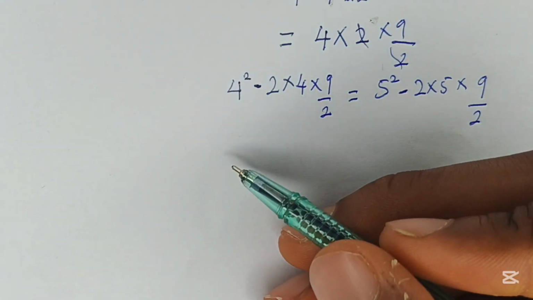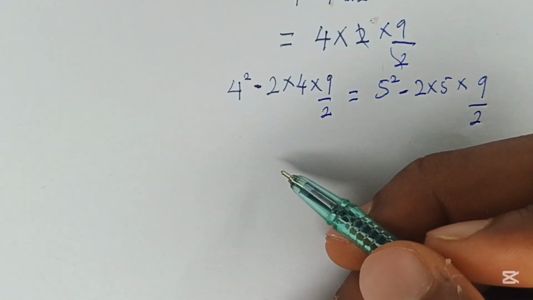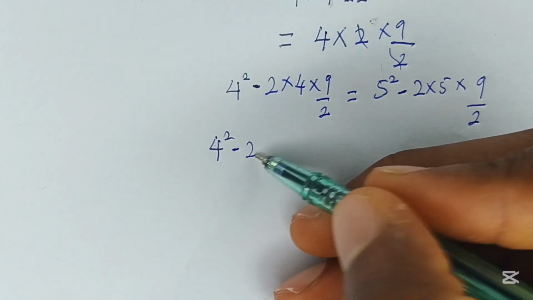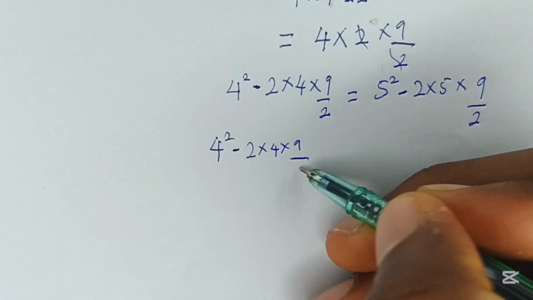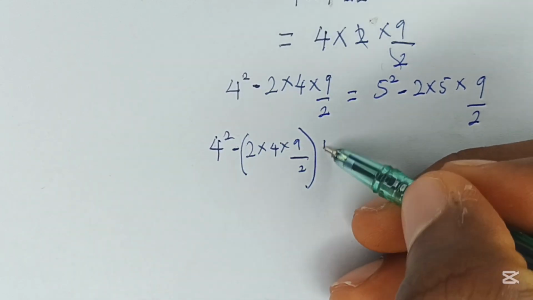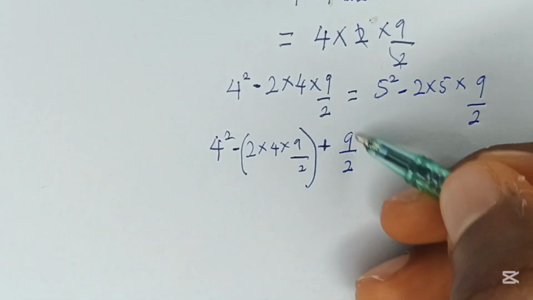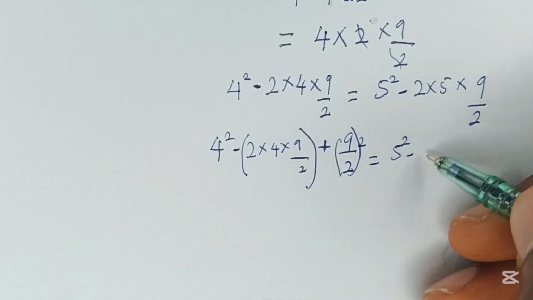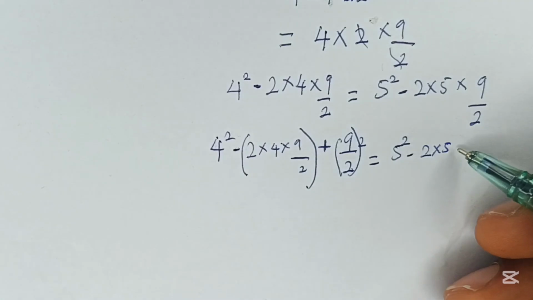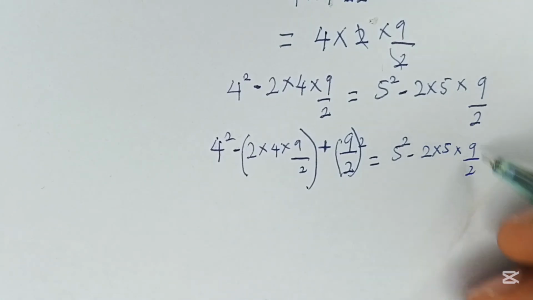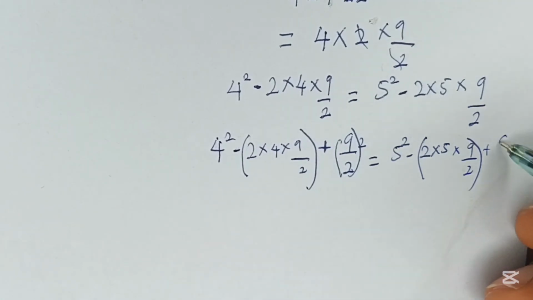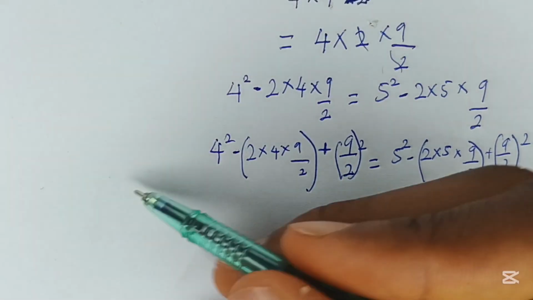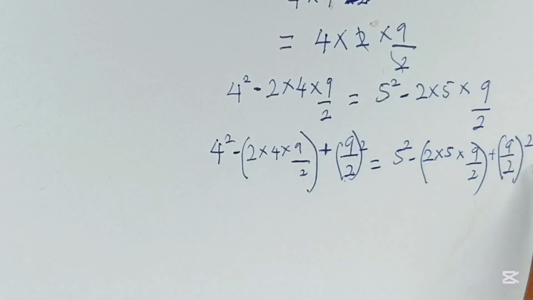add to both sides the square of this. Alright, so because it's equal, we can say we have 4 squared minus 2 times 4 times 9 over 2. Okay, now let's add the square of 9 over 2. And we add the same thing on this side. Alright, now you are seeing that we've added the same thing here and here.